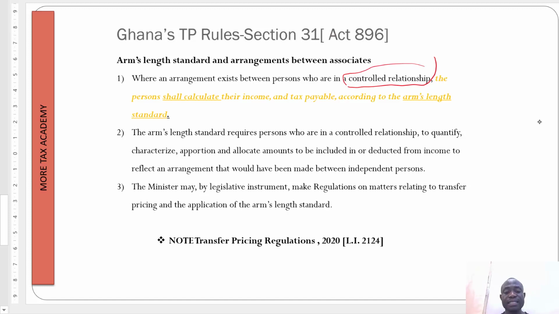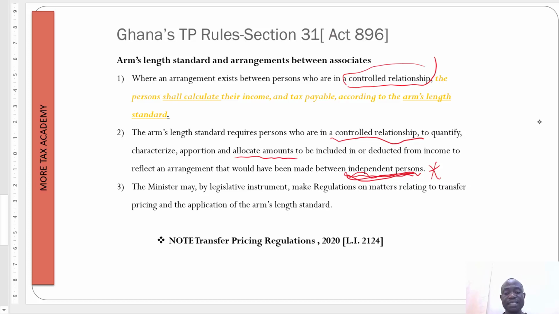Subsection 2 says that the arm's length standard requires persons who are in control relationship to quantify, characterize, apportion, and allocate amounts to be included in or deducted from income to reflect an arrangement that would have been made between independent persons. So we are saying that yes, you are related, but have this independent relationship existing. As long as you are in a control relationship, make sure everything you do, when you are allocating expenses, when you are apportioning income, whatever you do, you do it as if you are independent persons.